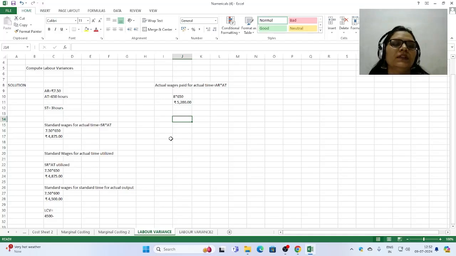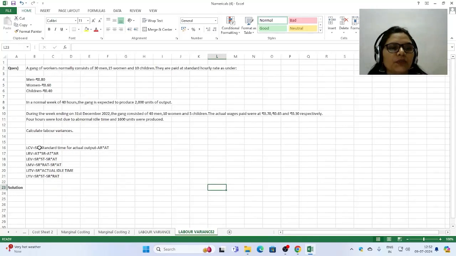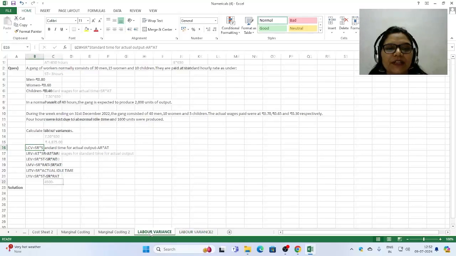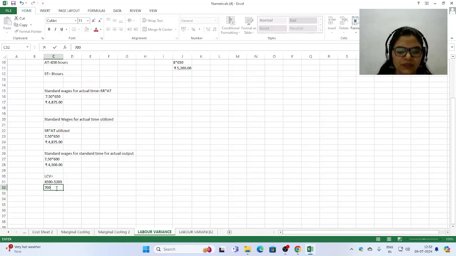Now, labor cost variance is equal to standard rate into standard time minus actual rate into actual time. 4500 minus actual rate into actual time, which we have calculated as 5200, will give you 700 adverse as the labor cost variance.